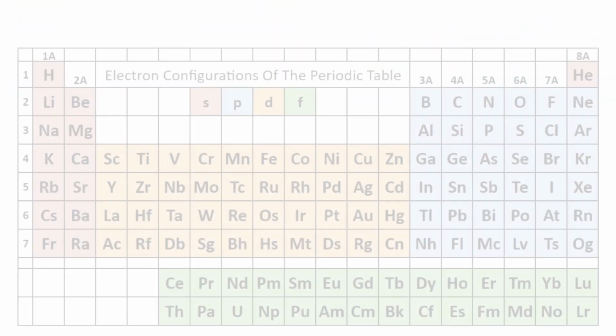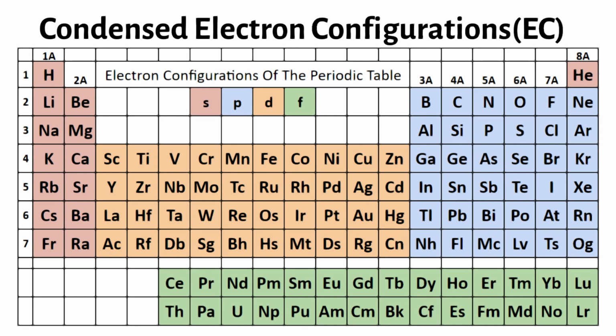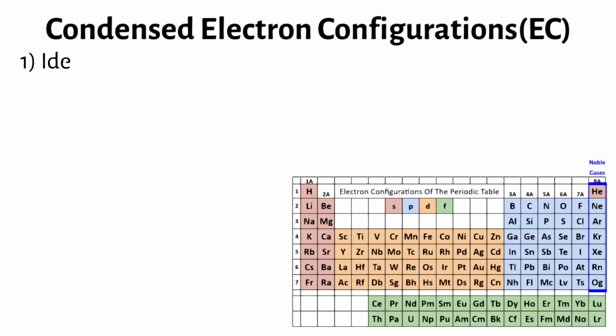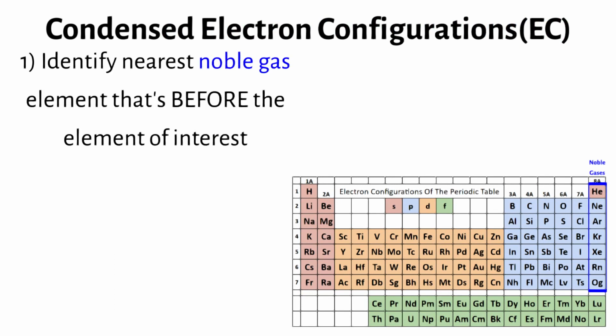As you get further down the periodic table, these electron configurations get extremely long. Therefore, chemists came up with condensed electron configurations as a shorthand way of writing the electron configuration of an atom by referencing a noble gas that precedes the atom in the periodic table. To do this, you must identify the nearest noble gas element that comes before the element of interest in the periodic table. Start the configuration by placing the symbol of this noble gas in square brackets.